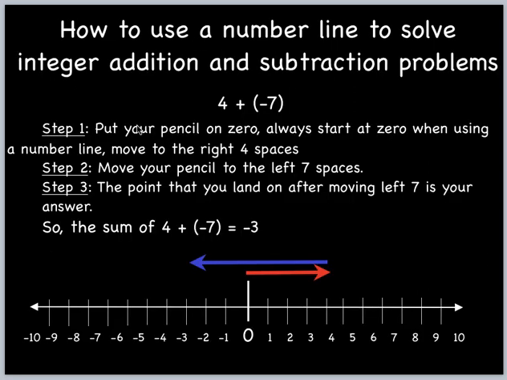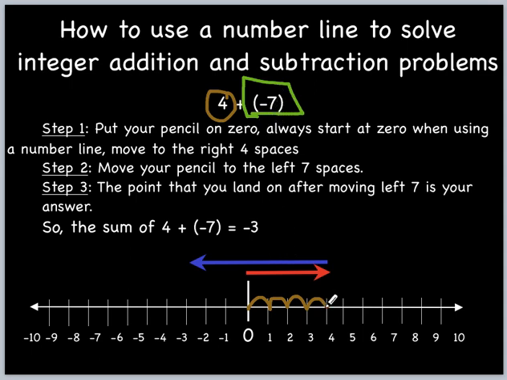These are the rules. First, you put your pencil on 0, and always start at 0 when using a number line. Then move to the right 4 spaces. Why 4? Because the first number here is 4. So from 0, you move to the right 4 spaces: 1, 2, 3, 4. Then from number 4, you move your pencil to the left 7 spaces. Why 7 spaces? Remember, that is adding a negative number, and when you add a negative number, you move to the left as many times as that number is.